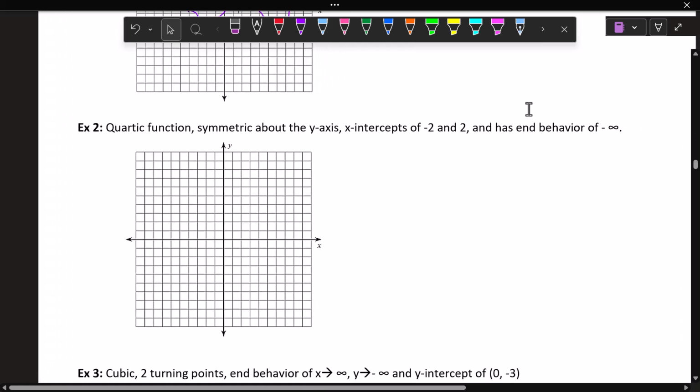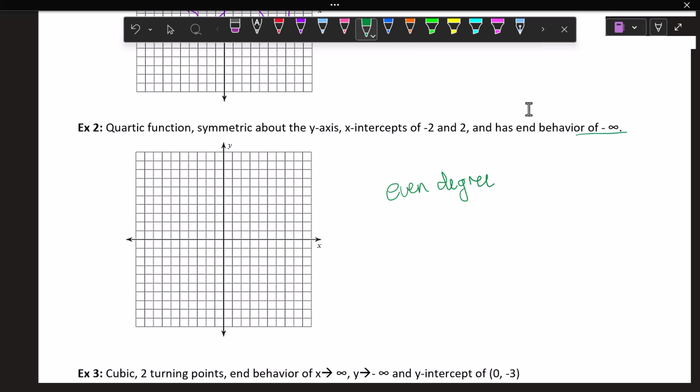All right, quartic function means it's even degree, an end behavior of negative infinity. So that means they're going down on both the left and the right. It's symmetric about the y-axis. So it's the same thing on either side of our y-axis. X-intercepts of -2 and 2. So we need to make sure it's the same on both sides of that line. We need to go through those 2 points, and they have to end up going down.